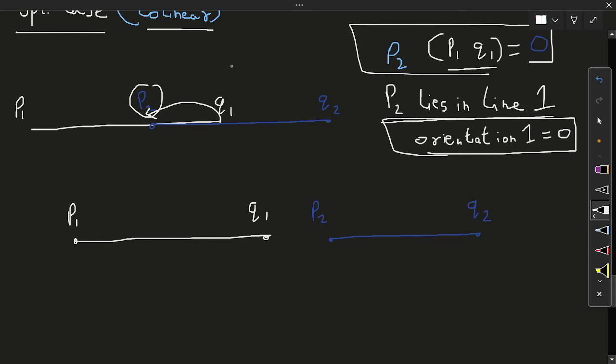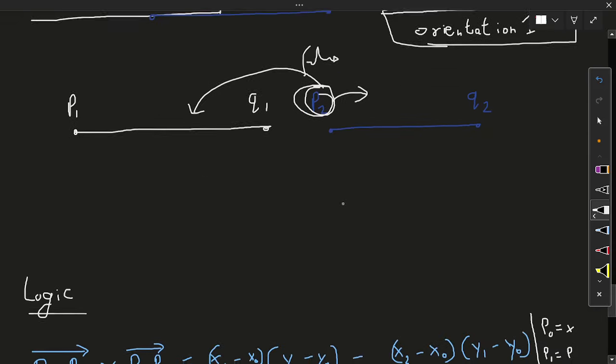In this example we have to return true. For this example we have to return false, because our orientation is 0. As we know, our orientation is 0, but we also have to check the point. The point must lie inside the lines. So here the point lies inside the lines, but here the point is outside the line. So we have to return false.